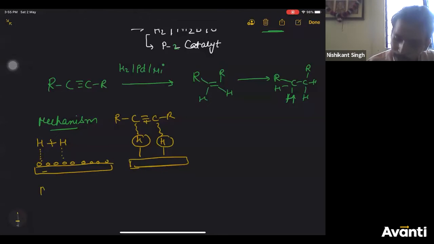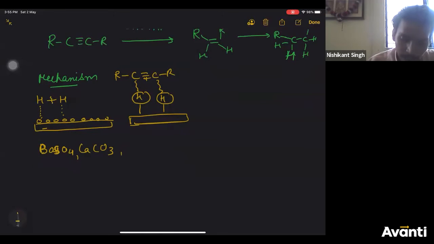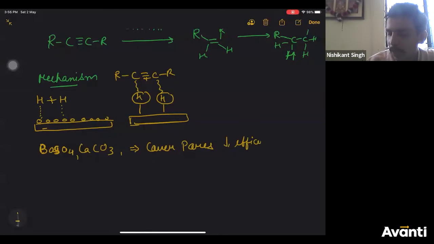But when you add barium sulfate or calcium carbonate, they basically cover the surface of the catalyst. They cover the pores of the catalyst, therefore reducing the efficiency of the catalyst.